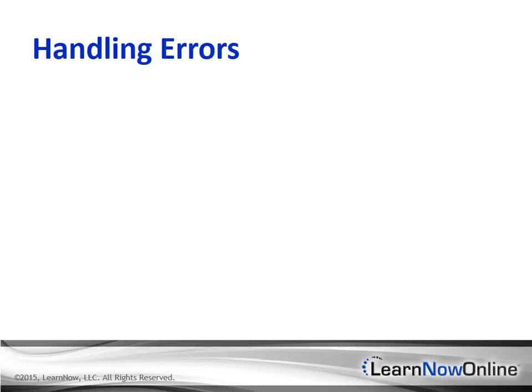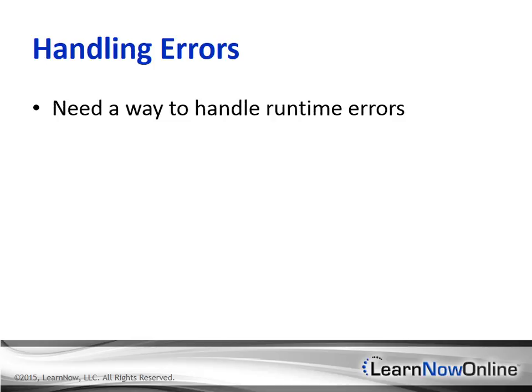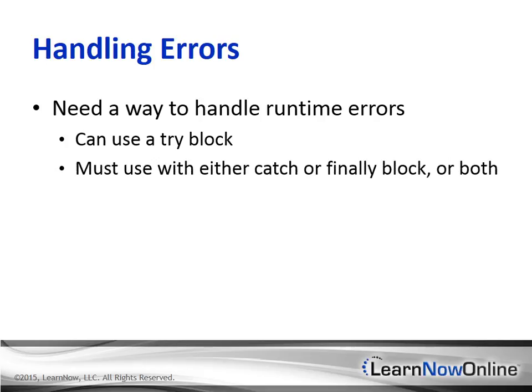Because you can't guarantee that runtime errors won't occur, you need some way to neatly handle them. And the main way of doing that within C# code is that you can use a try block to wrap up a block of code in which an error might occur. When you add a try block, you must also either add a corresponding catch block or a finally block, or you can have both of them.